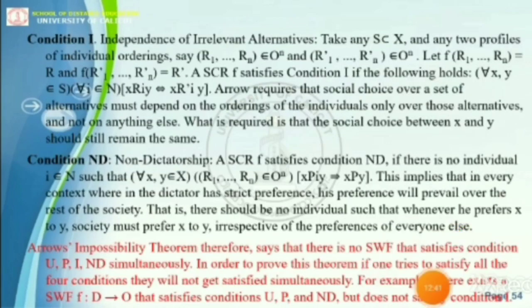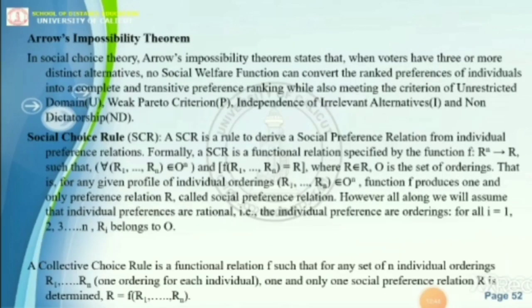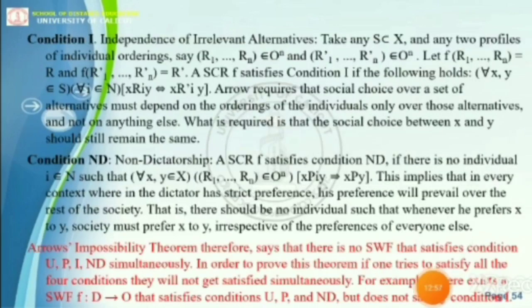Okay, so all the conditions we mentioned earlier: the weak Pareto criterion should hold, the domain, that is unrestricted domain, independence of alternatives, so all of these are different conditions. So from all these conditions, Arrow's impossibility theorem therefore says that there is no SWF that satisfies conditions U, P, I and D simultaneously. In order to prove this theorem, if one tries to satisfy all four conditions, they will not get satisfied simultaneously. For example, there exists a SWF f: D → O that satisfies conditions U, P and ND but does not satisfy condition I.